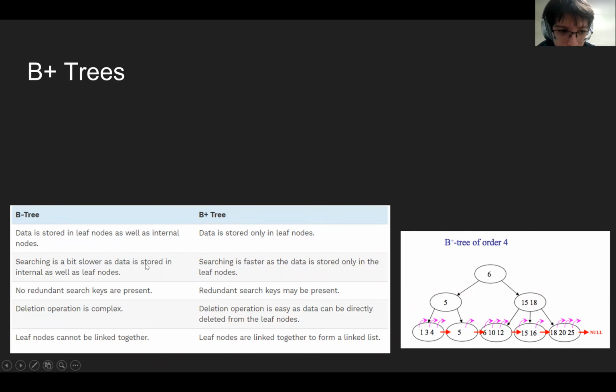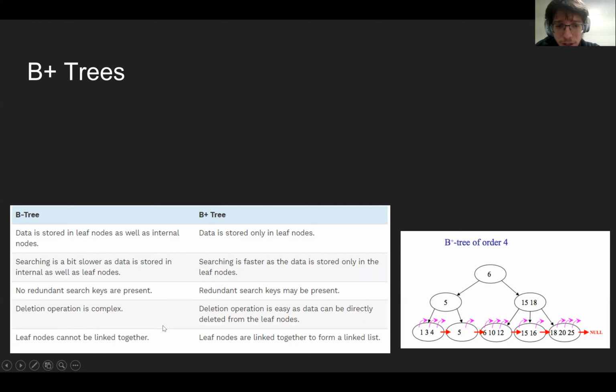Searching can be a bit slower in B trees because data is stored internally as well as in leaves. In B plus trees, it's interesting because the search keys are not actually part of the data, they're just search keys. The redundant search keys might or might not be present. You might have a search key that's not even in the tree anymore because I never removed it by that time. And there are no redundant search keys in a B tree, everything is only there once, right?